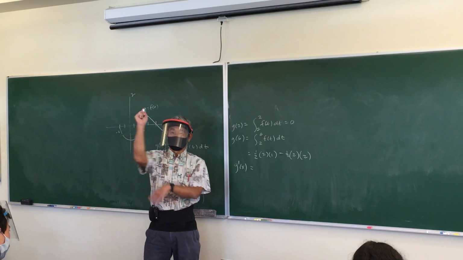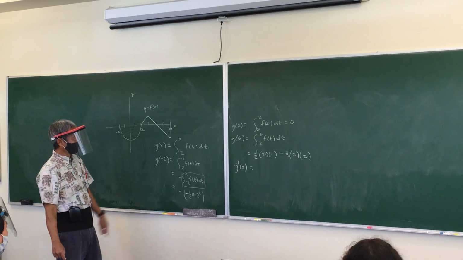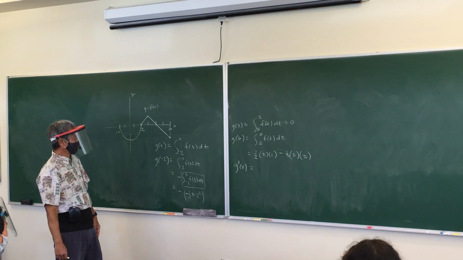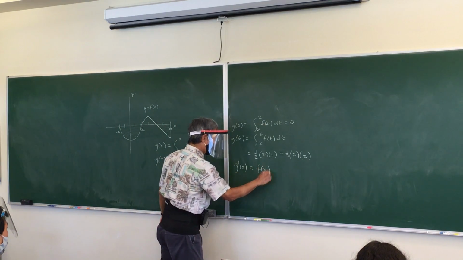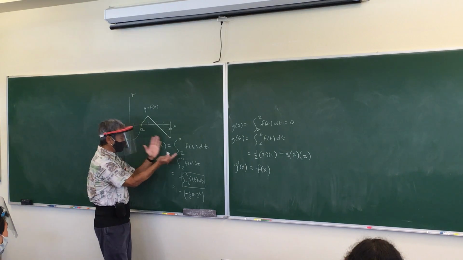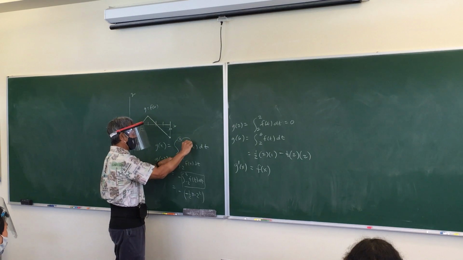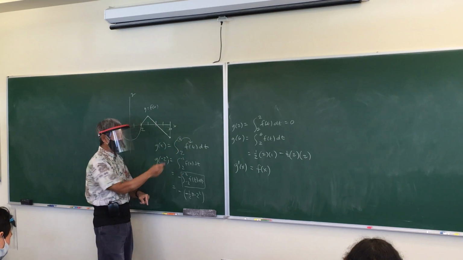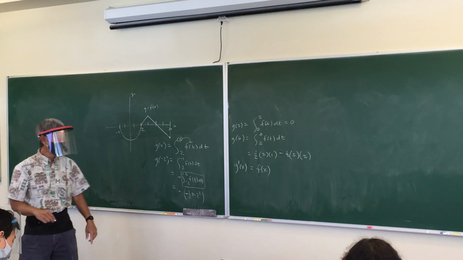Okay, compute g prime of x. How do I take the derivative of this? F of x. Okay, that's good. So that's the Fundamental Theorem of Calculus part 1, right? How do you take the derivative of an integral? Make sure the lower limit is a constant, take the x, plug it in here, and then times it by 1. Don't forget to multiply by the derivative of the upper limit. It's not always going to be 1.